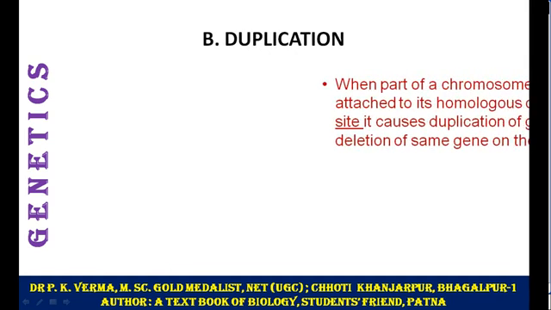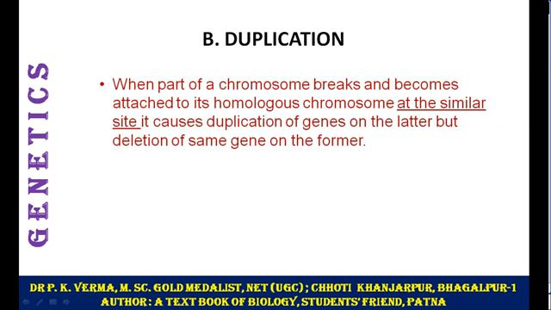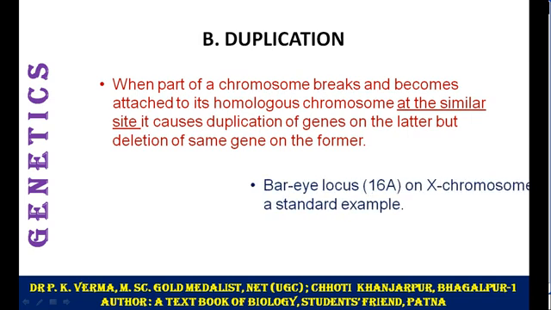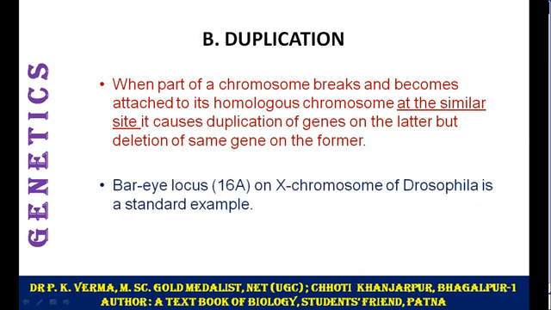Second case is duplication. When part of a chromosome breaks and this broken part becomes attached to its homologous chromosome, generally near the similar site, it causes duplication of genes on the latter but deletion of the same gene on the former. So, arm length of one chromosome decreases but arm length of another chromosome increases.